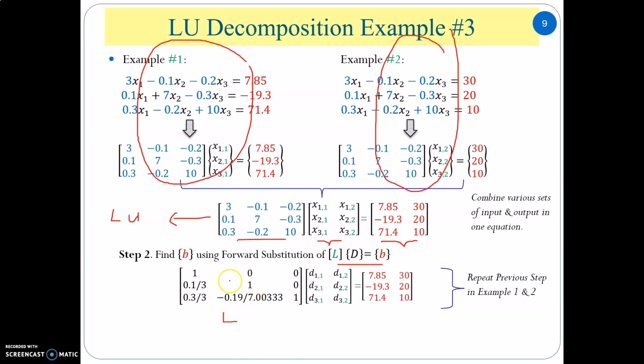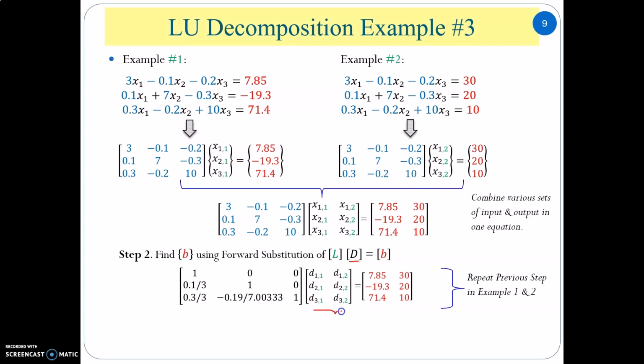And this is your L that can be obtained from the forward elimination in step 1, where you already obtained this previously. Since you have 2 outputs in this case, we have 2 columns for your B matrix, and you also have 2 columns in your D matrix. The first column corresponds to the first output, and the second column corresponds to the second output. We can solve the D matrix here by repeating the same procedure as in examples 1 and 2.